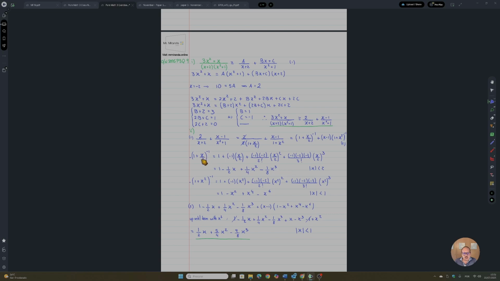The expression is x over 2, so this should be trivial to you right now, means that the range of values for which this expansion is valid is modulus of x smaller than 2, so between minus 2 and 2.